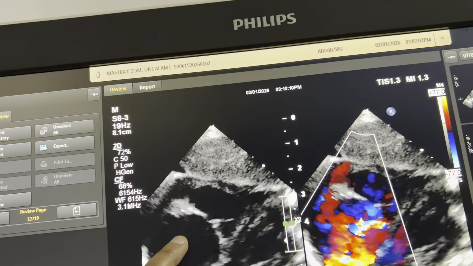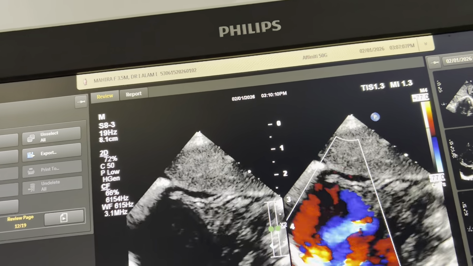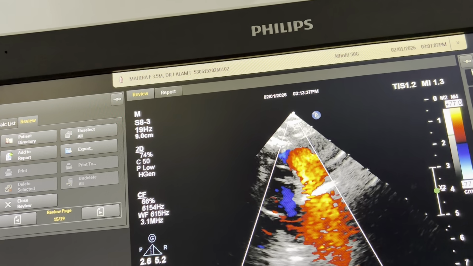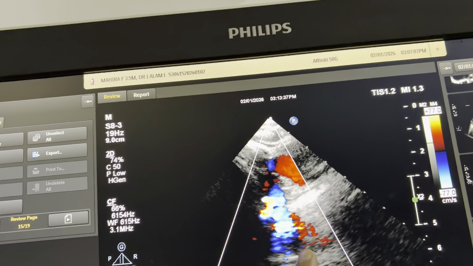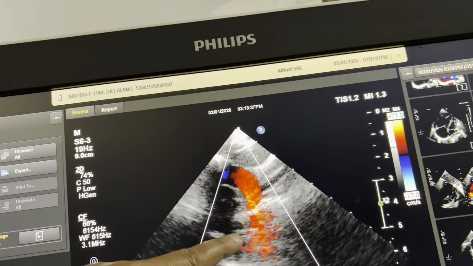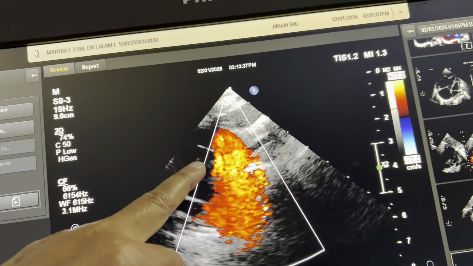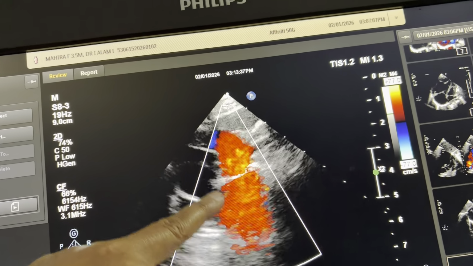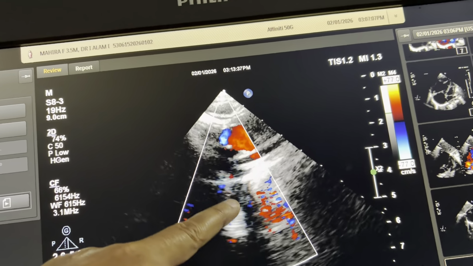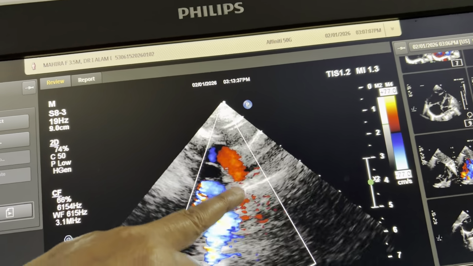You can see this right atrium. This is SVC. This is a very small left atrium. You can see this vertical vein is joining the left innominate vein. This is the aortic arch. This is the left innominate. Always you see the flow in the aortic arch and this vertical vein will be opposite in color. So the aortic arch is blue in color, and red in color is the flow in the vertical vein.